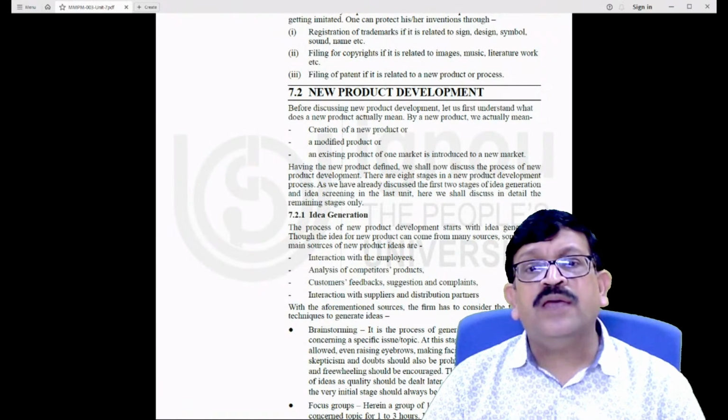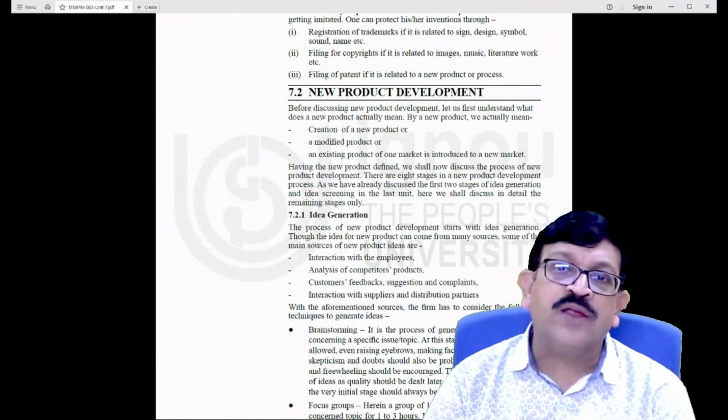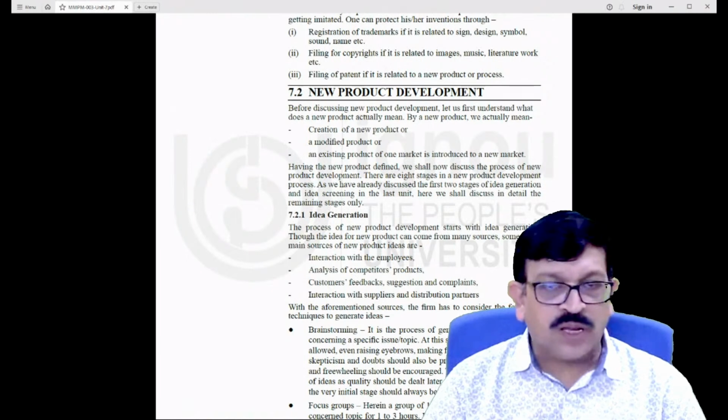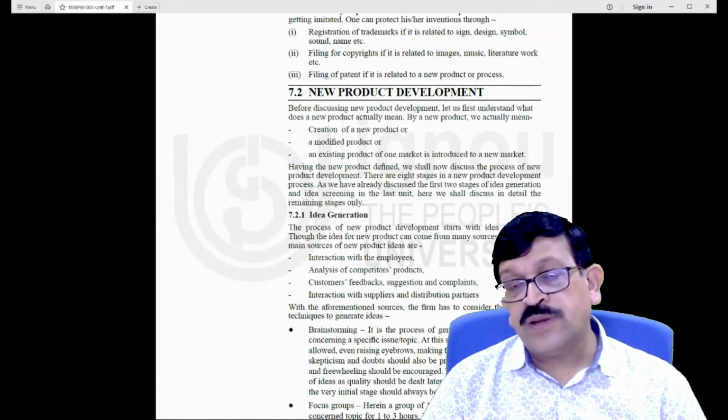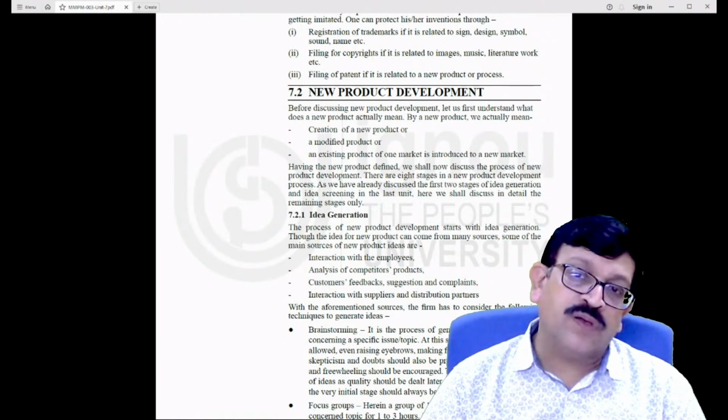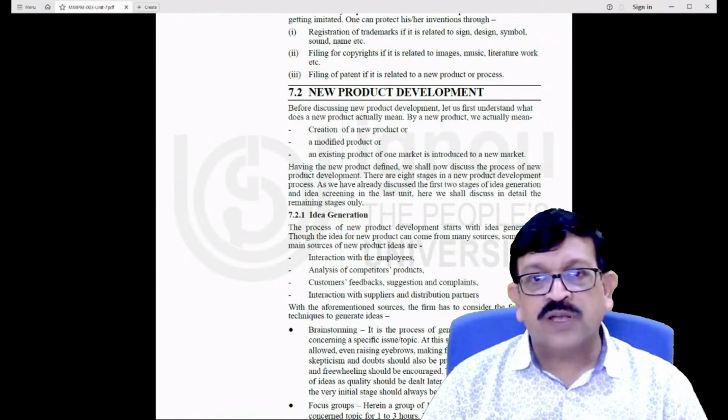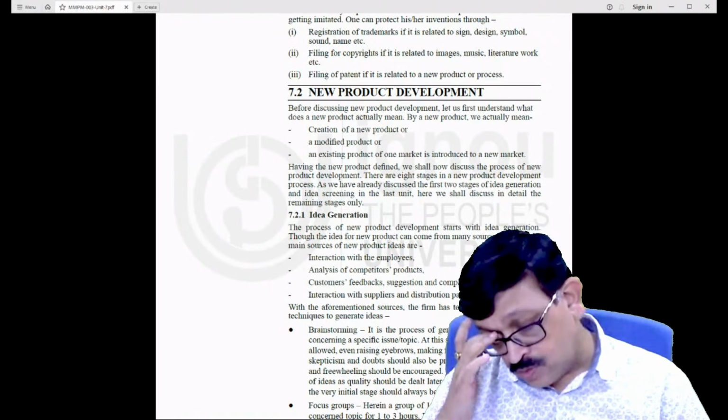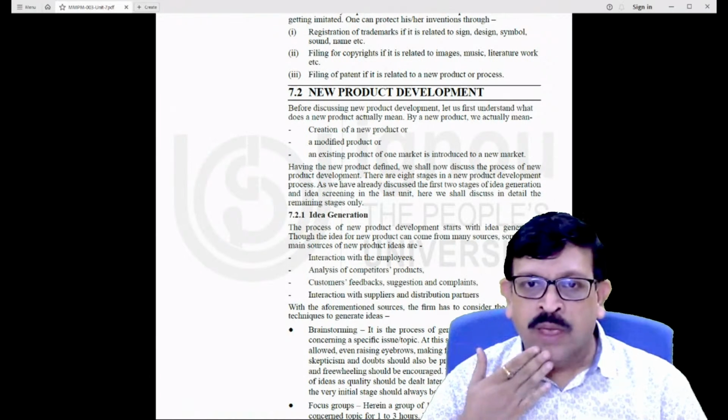Or it could be a product which is in one market and is being introduced into a new market. So it depends upon the level of acceptance in the new market. So it can be considered as a new market, and in the new market, it can be considered as a new product.